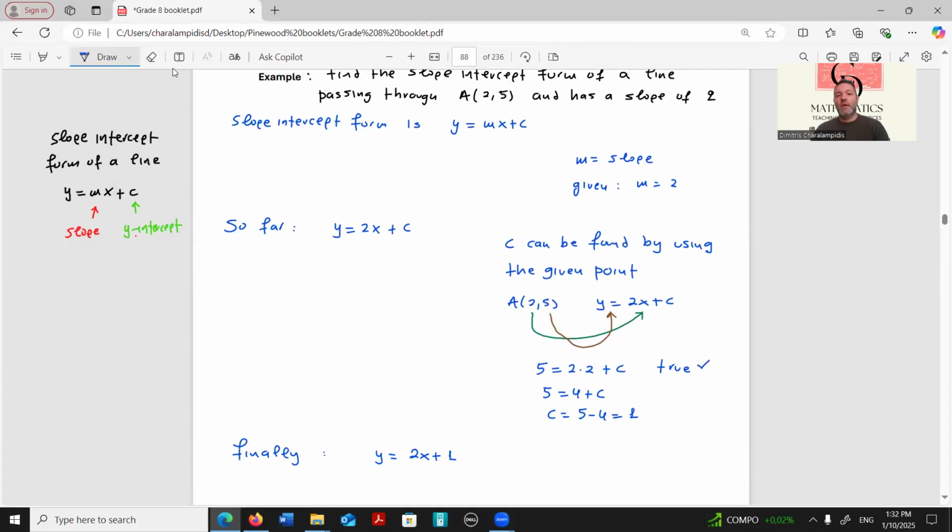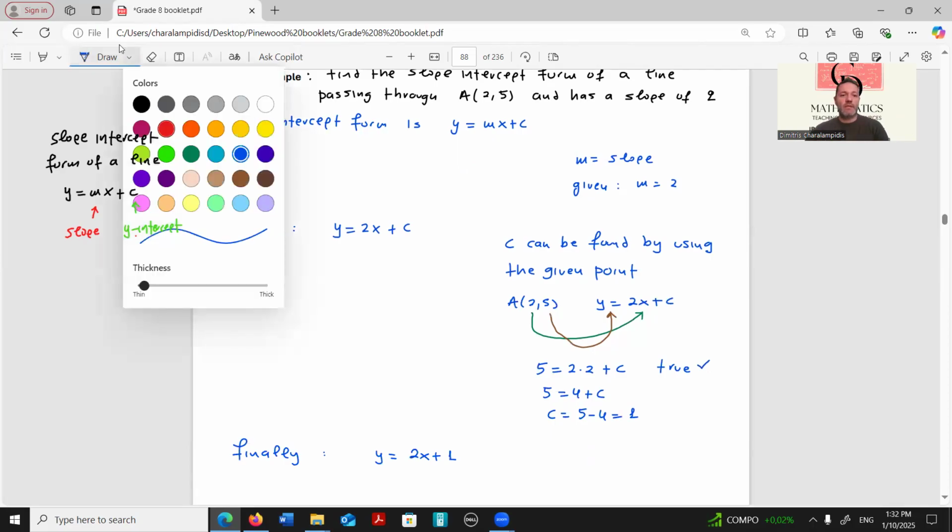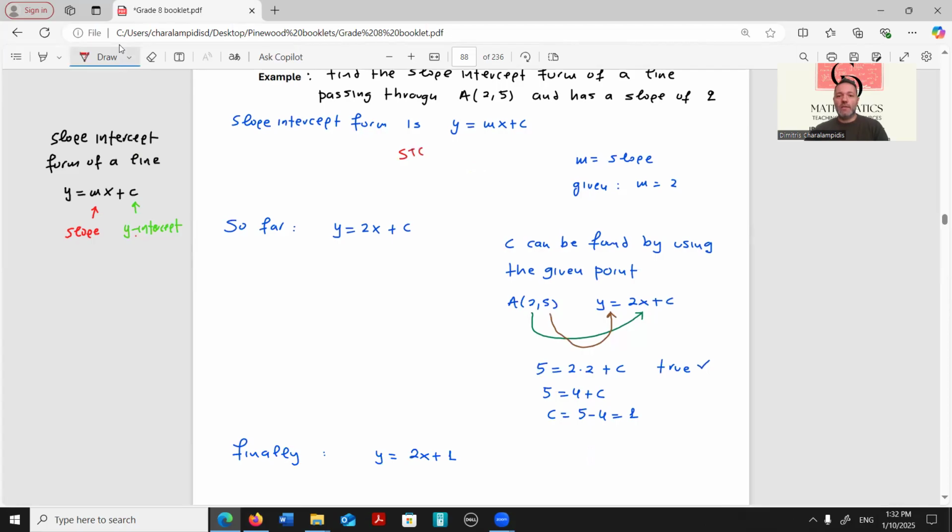So once again, as when we were working with the case of having 2 points, here as well, we always continue with, let's call them, steps. We should start with the acknowledgement that the slope-intercept form is this form, y equals mx plus c. Then we move on to the value of the slope, which in this case is given. And finally, in step 3, we are using the point. Once we do all these 3 steps, we are ready to give our final answer.